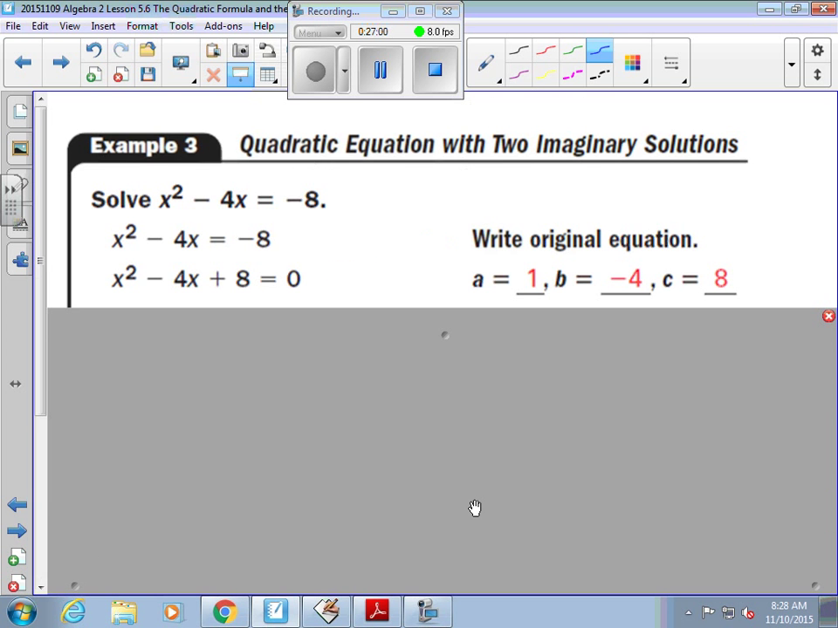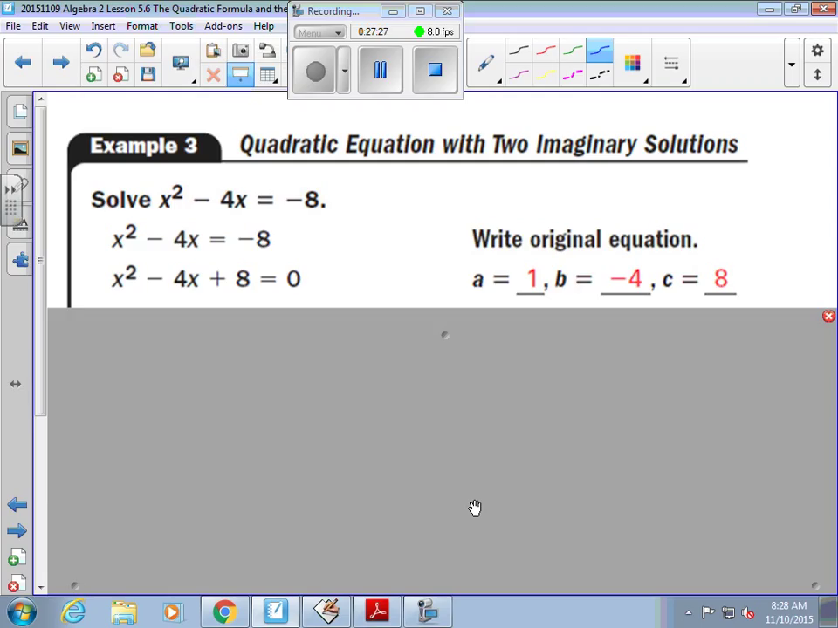The next one is two imaginary solutions. So this is the third option. The first option was two real solutions. The second option was one real solution. The third option is two imaginary solutions. So if we had a positive number under the radical, it was two real numbers. If we had 0 under the radical, it was one real number. For this one, we have two imaginary solutions. We are going to get a negative value under the radical.